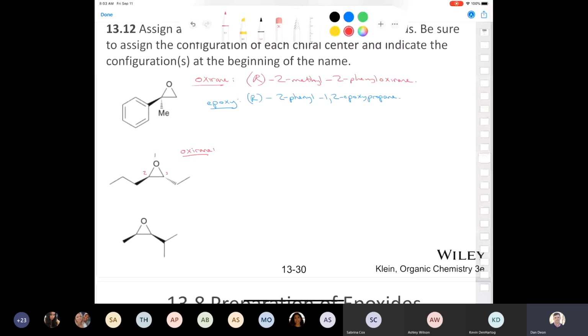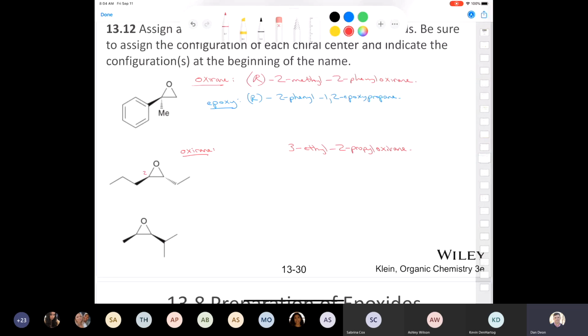Okay, so if we look at the groups we have on there, we have a 3 ethyl and a 2 propyl. Well, E comes before P in the alphabet. And so this is going to be some kind of 3 ethyl, 2 propyl oxirane. Now all we have to do is figure out the stereochemistry of the two stereocenters. We'll start with the stereocenter with the 2 next to it first.